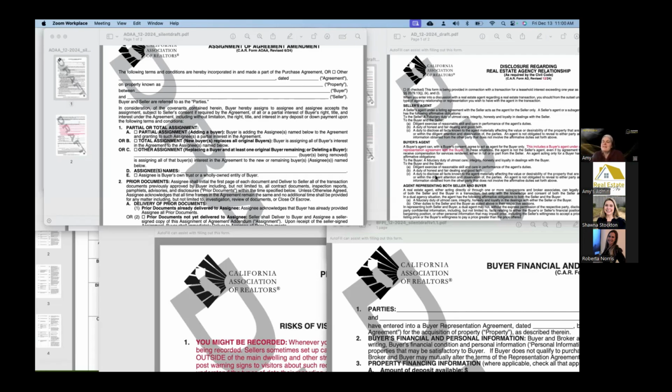We have twice a year, generally speaking, twice a year. This year it happened 3 times, but generally speaking, twice a year, there are forms updates that are done to our CAR forms library. So CAR goes in there, they create new forms, they change up the existing forms.